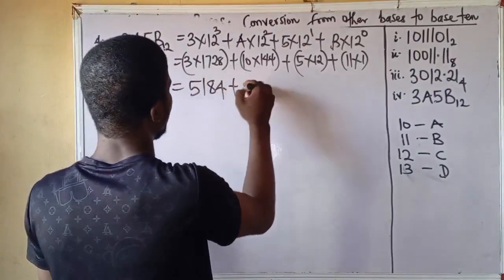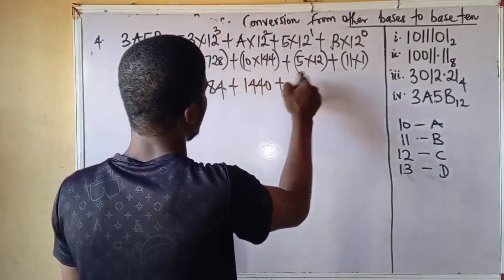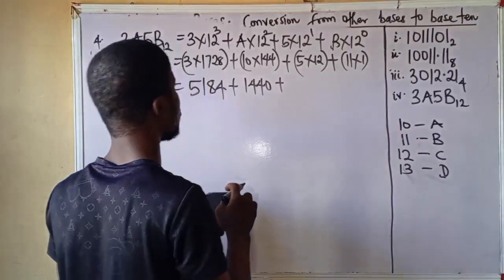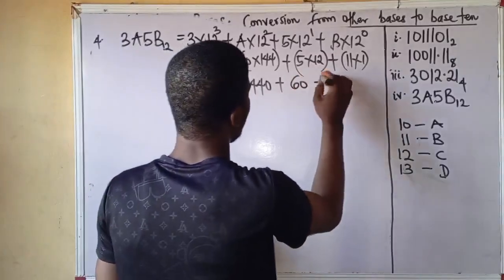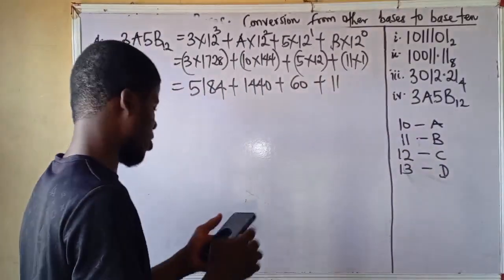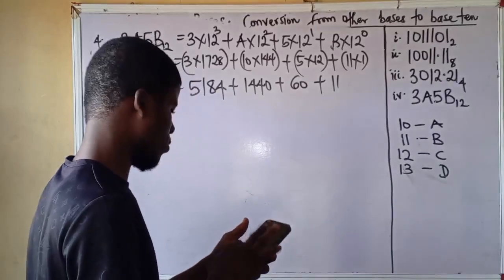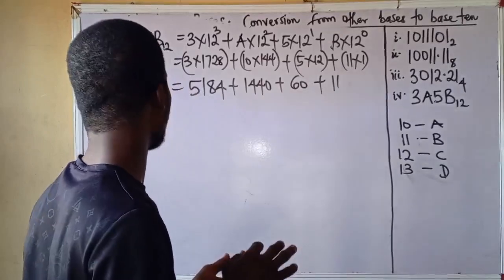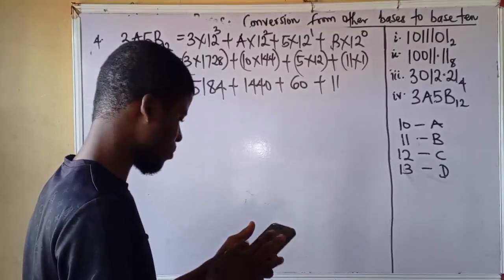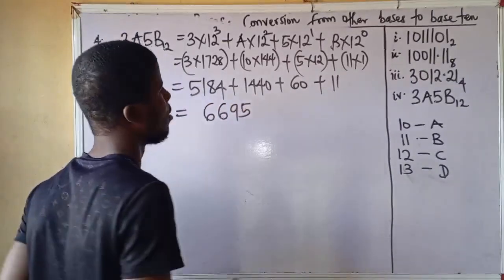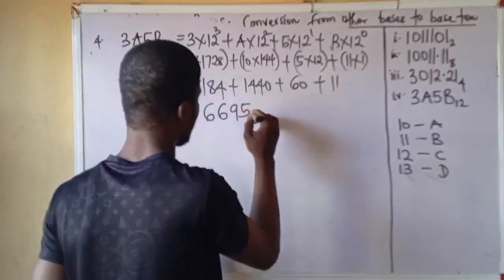5184. This will give me 1440. 5 times 12, what is that? That should be 60. Yes, 60. And this is 11. So if I add up all of this, 60 plus 11 plus 1440 plus 5184, everything is equal to 6695. Base what now? Base 10.